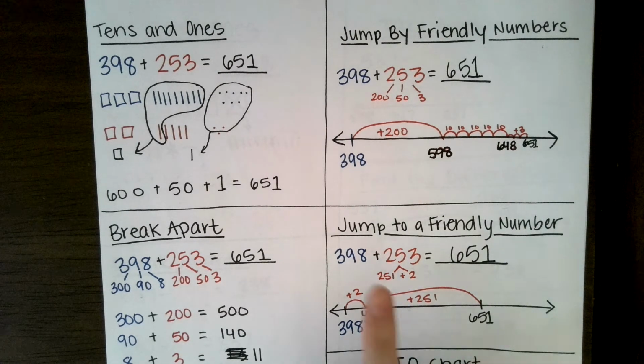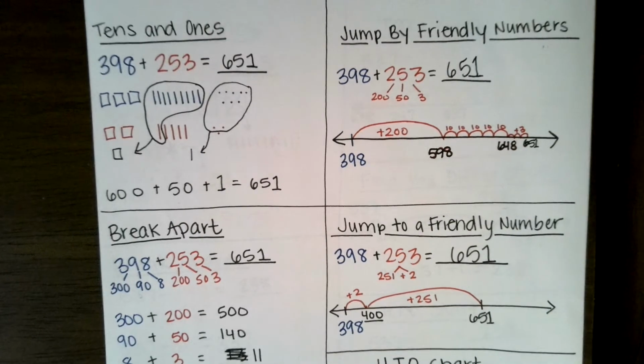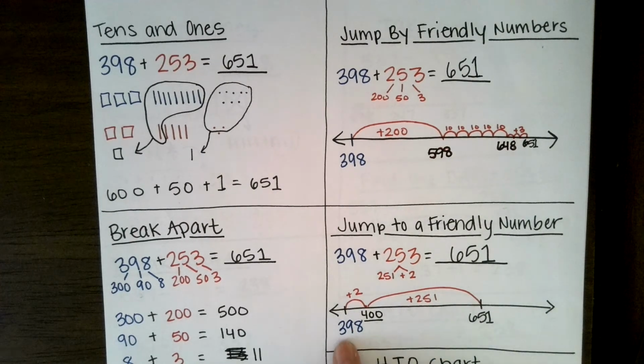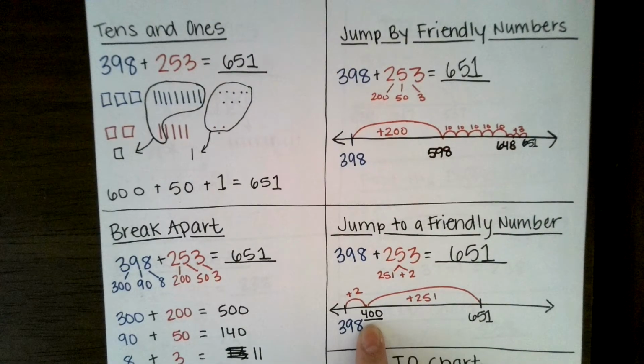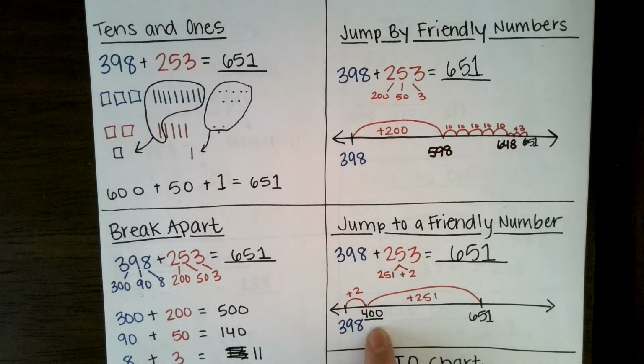For me, jump to a friendly number was more efficient for this problem because 398 is only 2 away from 400. Any multiple of 100 is very easy to add or subtract from compared to other numbers, because it is such a friendly landmark number. So here I was able to jump 2 more to get to that friendly number, and then I only had 251 more left to add.